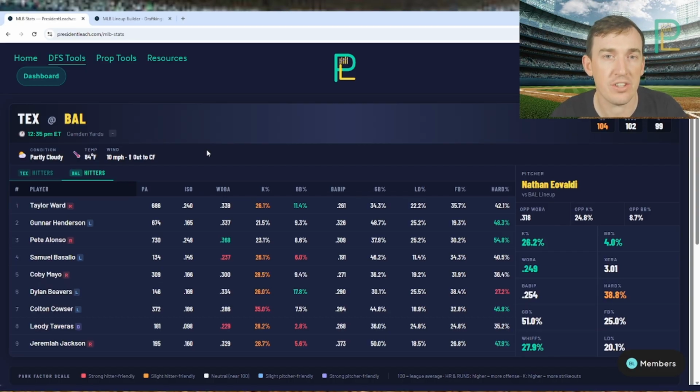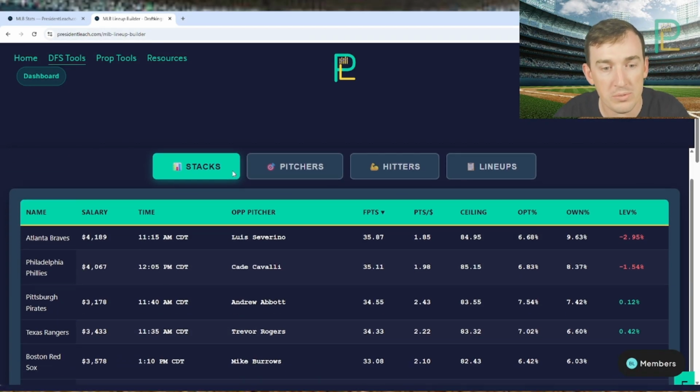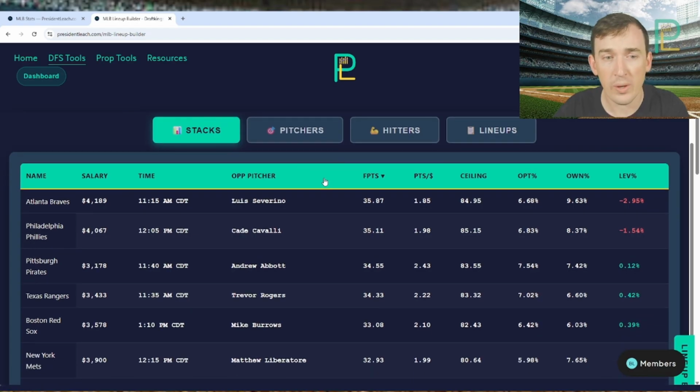So before we dig into the numbers, we have the mindset of where to expect ownership to consolidate and how we get different around that. All right, so what I'm looking at now is my MLB Lineup Builder on my website. The biggest thing I have to show is the pendulums between stack versus pitcher and secondary stack. So we can sort here by stacks.